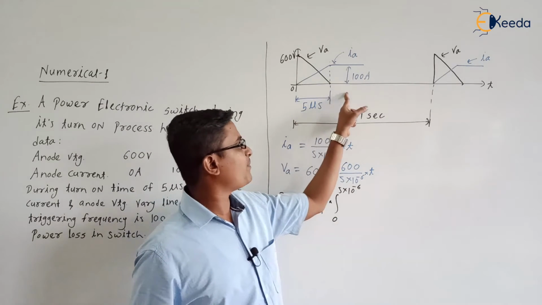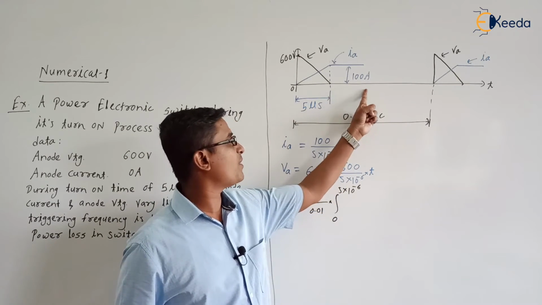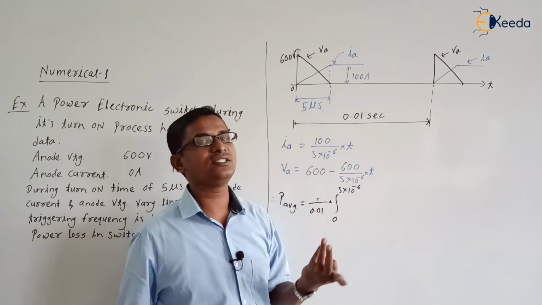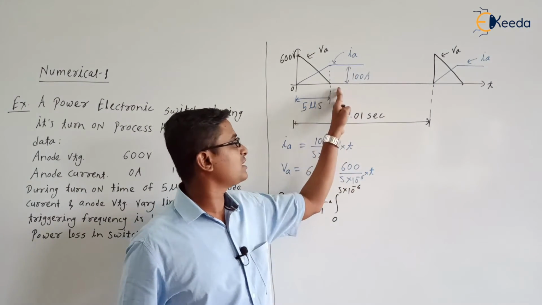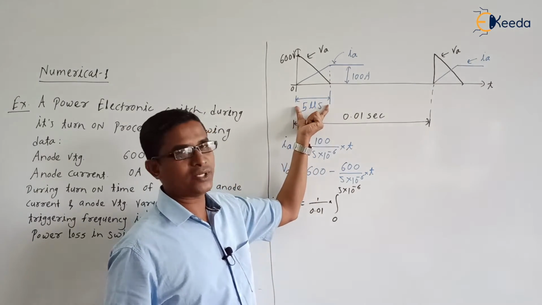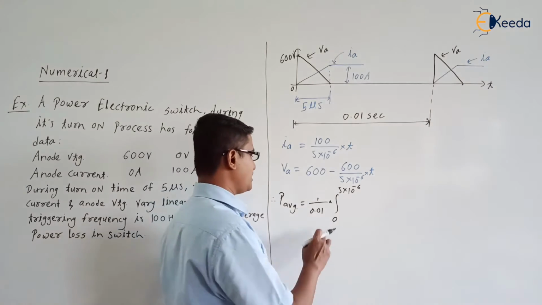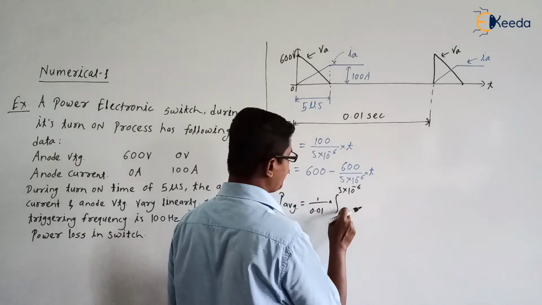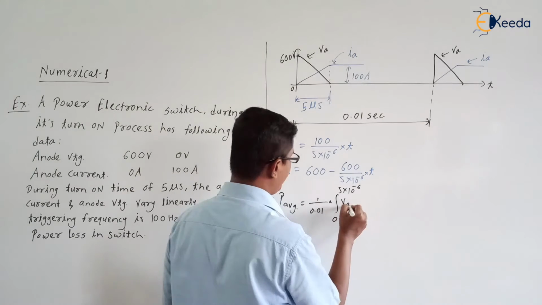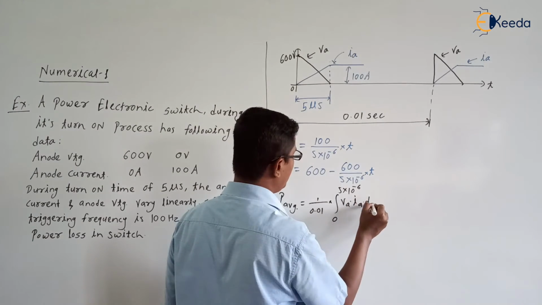After this 5 micro, what is the power loss? It is Va into Ia. Ia is 100, but what is Va? Va is 0, right? So after this instant, the power loss will be 0. So actual power loss is taking place only during this interval. Are you getting the point? So it is 1 by 0.01 into integration from 0 to 5 micro, Va into Ia into dt.